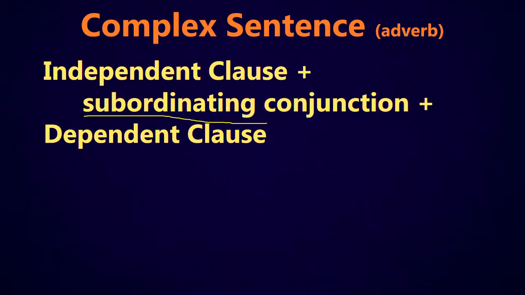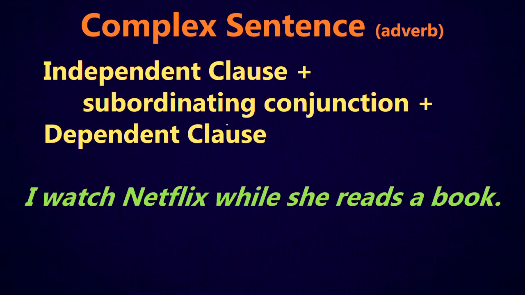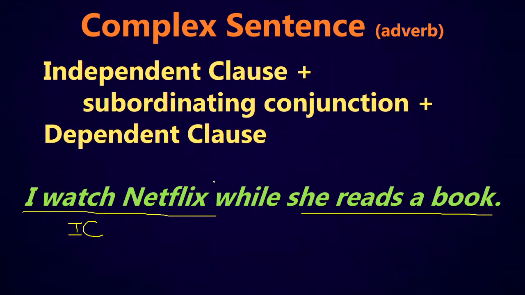So it's actually the subordinating conjunction together with the clause that makes it dependent. So a subordinating conjunction, remember sub means under. So it's making this dependent clause work for the independent clause, basically. For example, I watch Netflix while she reads a book. So I watch Netflix. This is my independent clause. She reads a book. This is another clause, but it's connected to the word while.